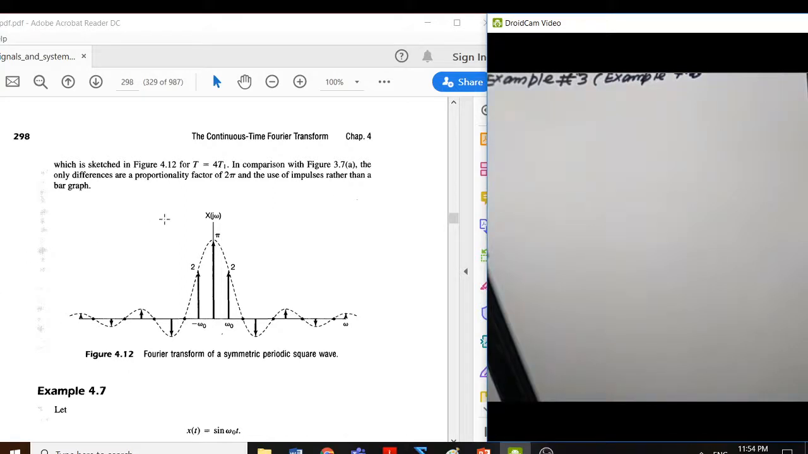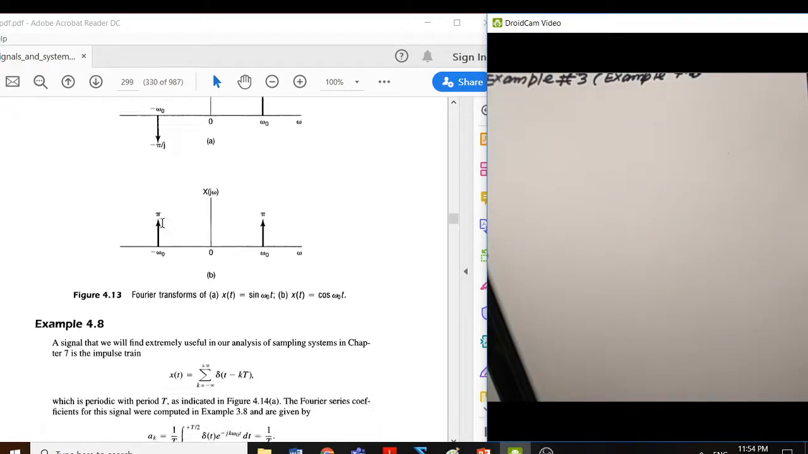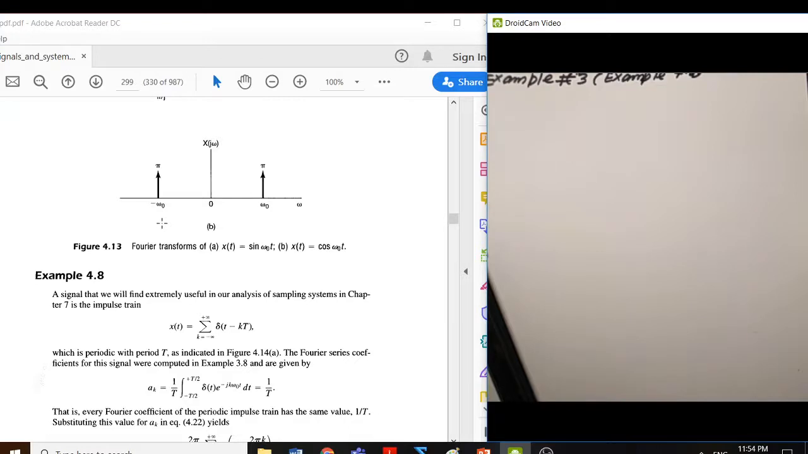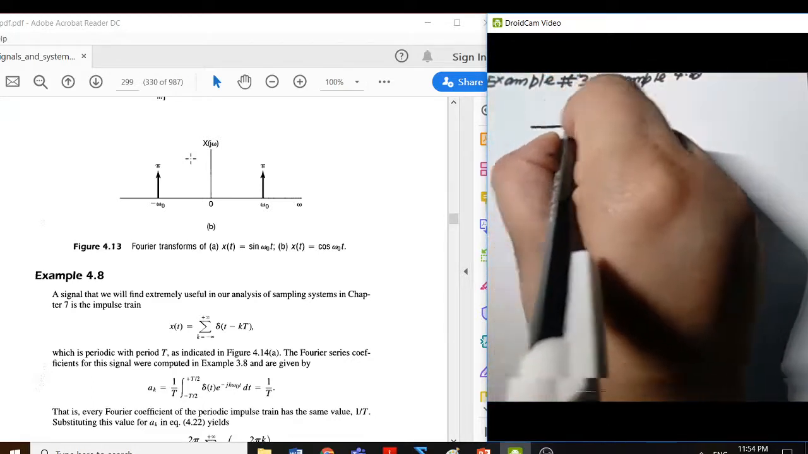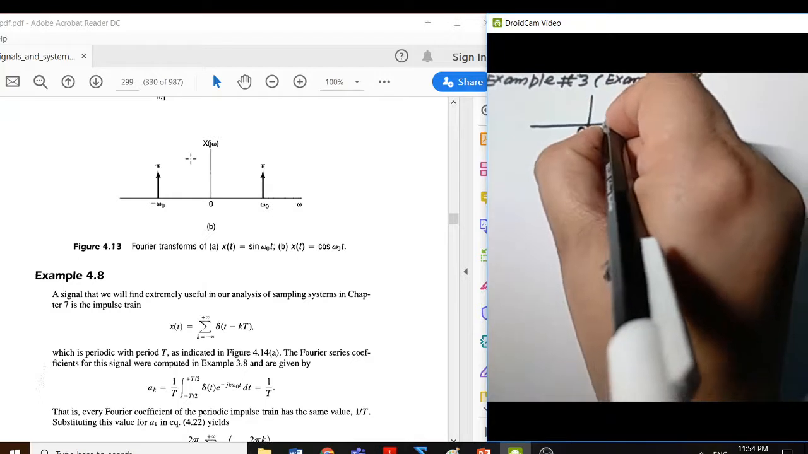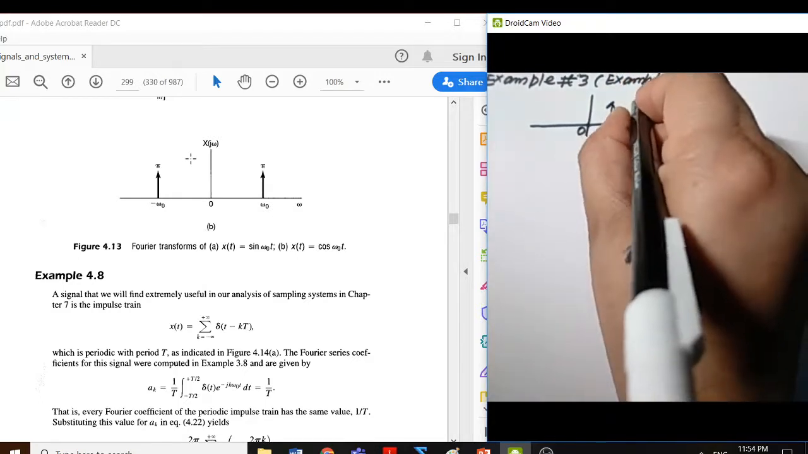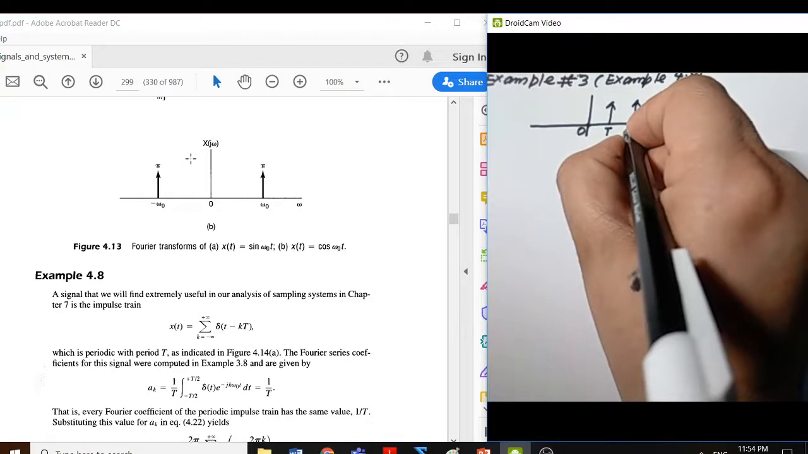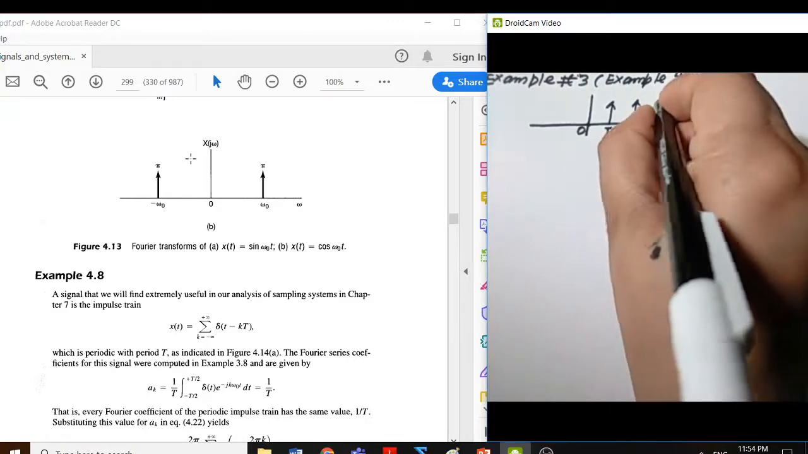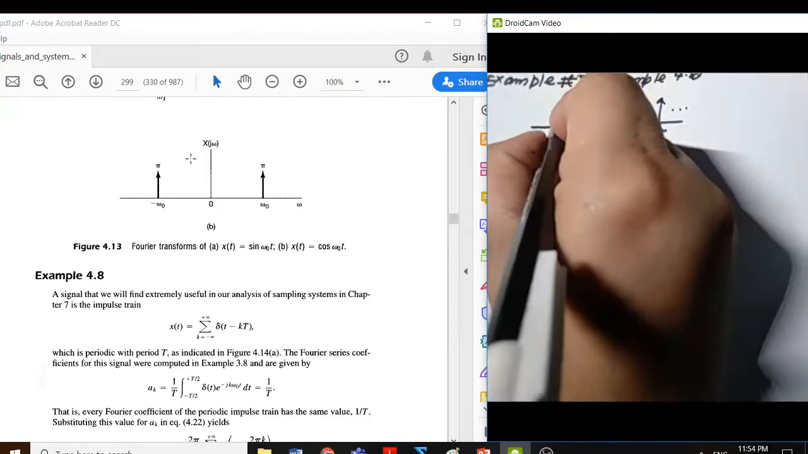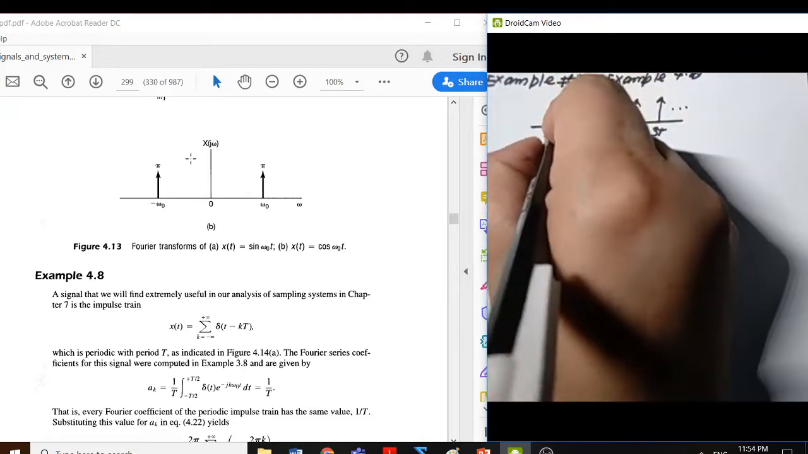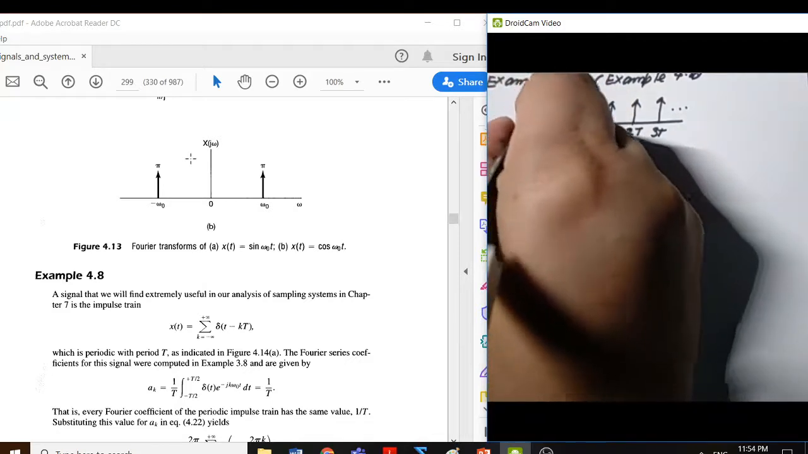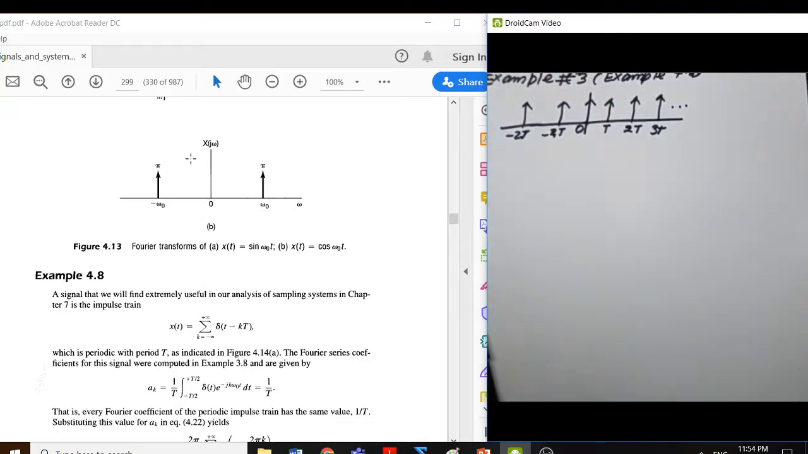And we are going to determine the Fourier transform of an impulse train. So the impulse train is such that it is a periodic impulse train. The first impulse comes at T, the second comes at 2T, the third comes at 3T, and so forth. And one comes at 0, T, minus T, minus 2T, and so forth. So this is a periodic impulse train.